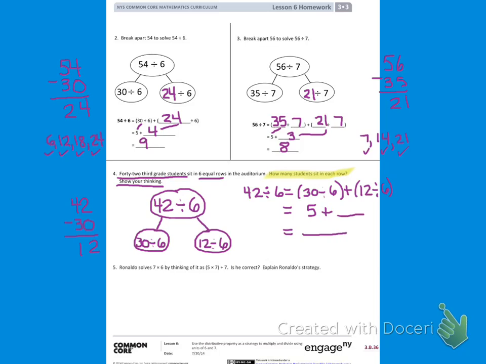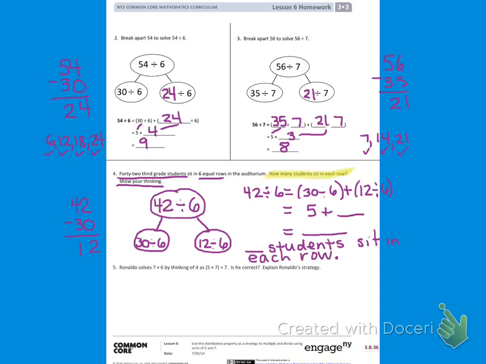Remember, we always answer our questions in words. How many students sit in each row? Blank students sit in each row.